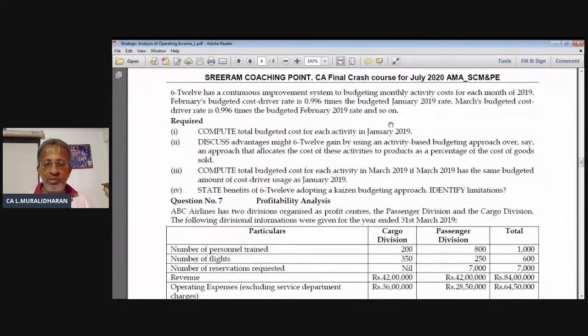612 has a continuous improvement system for budgeting monthly activity cost for each month of 2019. February's budgeted cost driver rate is 0.996 times the budgeted January 2019 rate. March's budgeted cost driver rate is 0.996 times the budgeted February 2019 rate, and so on.